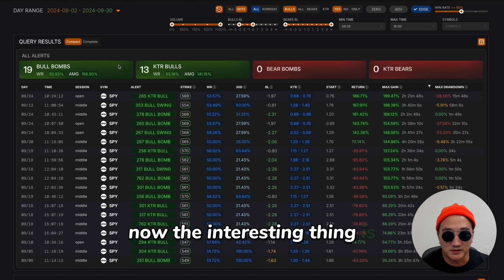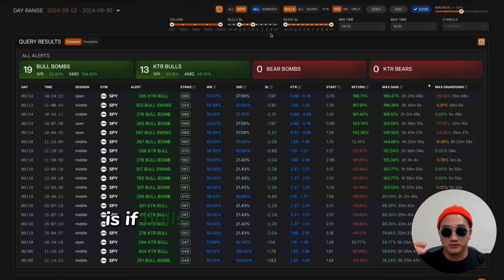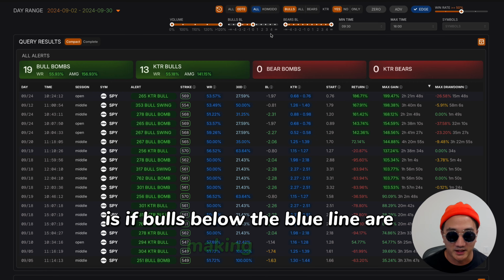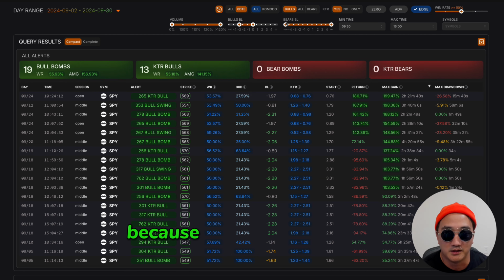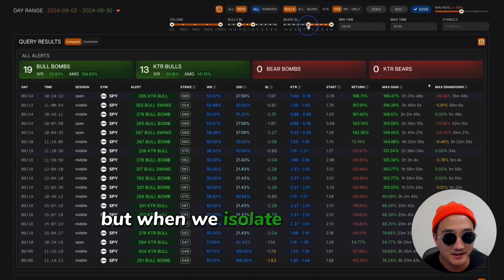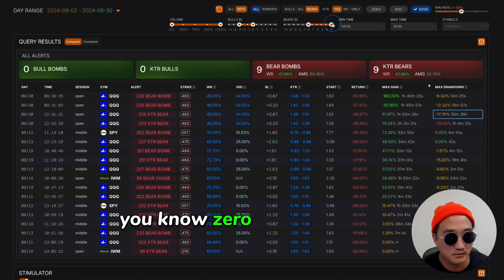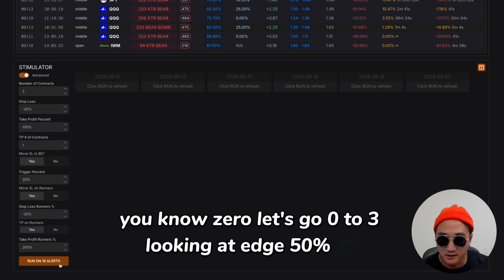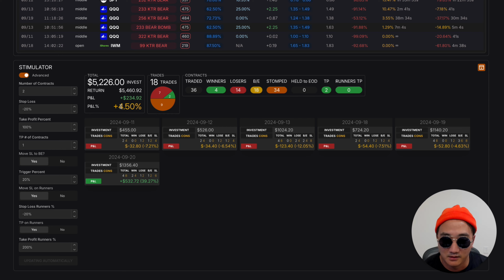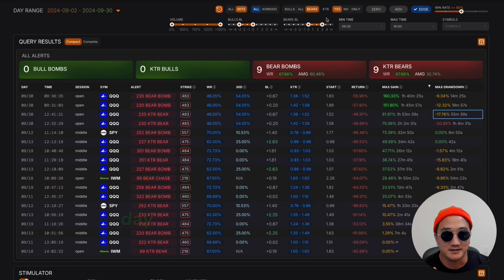Now, the interesting thing is, what you would think, right, is if bulls below the blue line are making money, then bears above are probably making money too, because you would think price goes up and then it comes back down. But when we isolate that out and look at bears, let's go 0 to 3, and edge 50%, 18. That is the smallest positive return we have found all day.